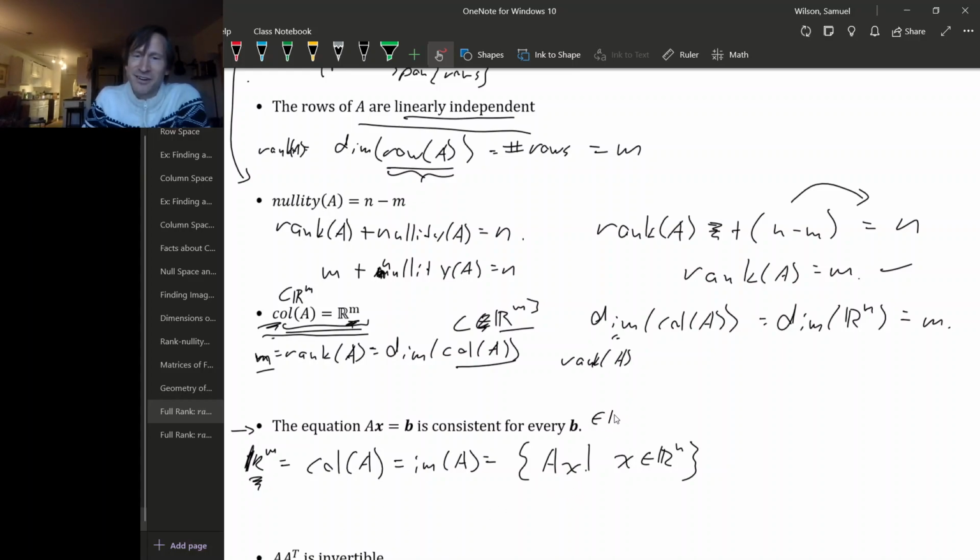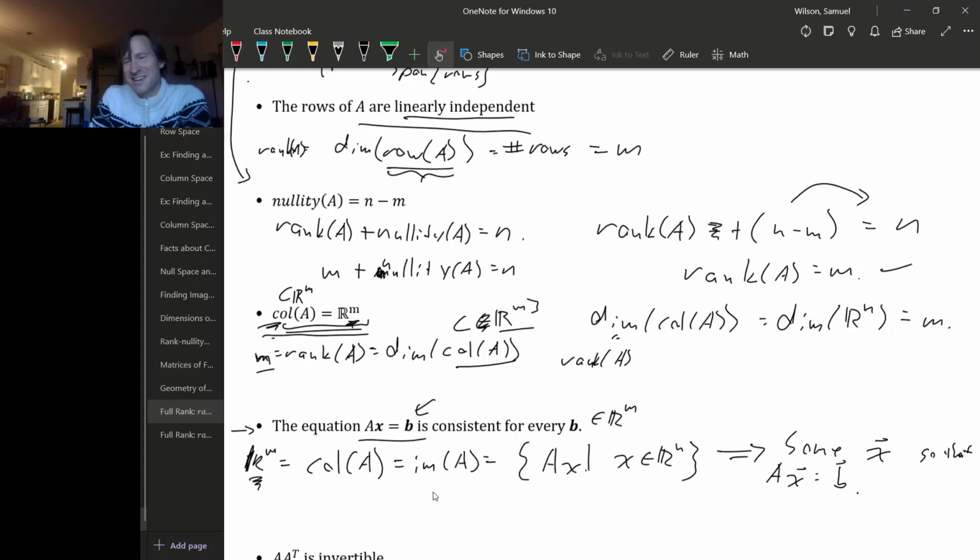Well, B is in Rm. And so that means that there is some vector x so that Ax equals B. But that means that this equation is consistent, and so we're done. All right, so now let's prove it the other way. Let's assume that this equation is consistent, and let's prove that the column space is all of Rm.